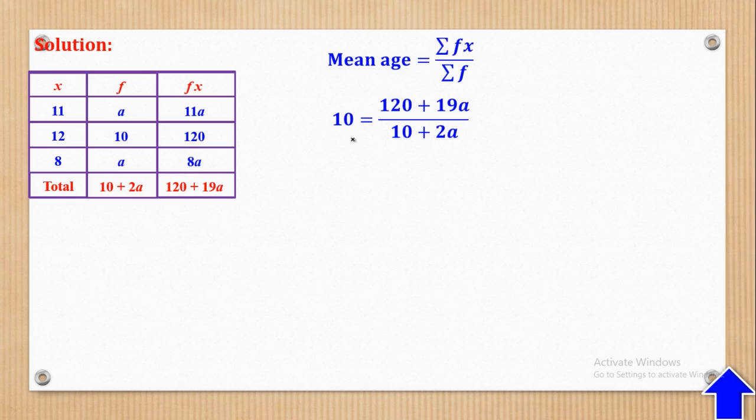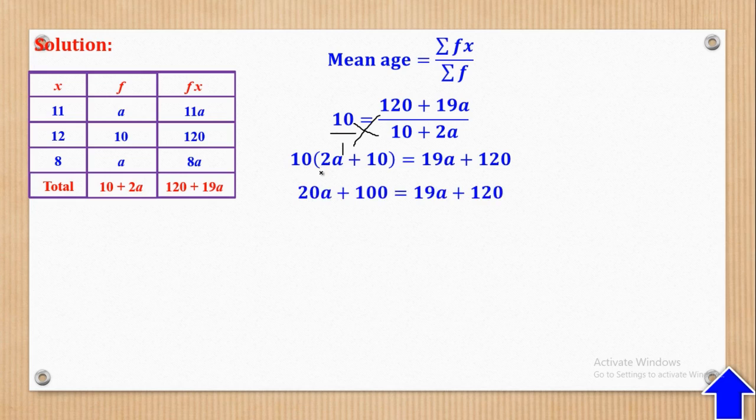So next is to simplify. The first thing to do is to cross multiply. This 10 is the same as 10 over 1, so we shall cross multiply to come up with 10 multiplied by, in brackets, 2a plus 10, equal to 19a plus 120, which is here. Now next we'll be opening this bracket to come up with 20a. So 10 times 2a will give you 20a.